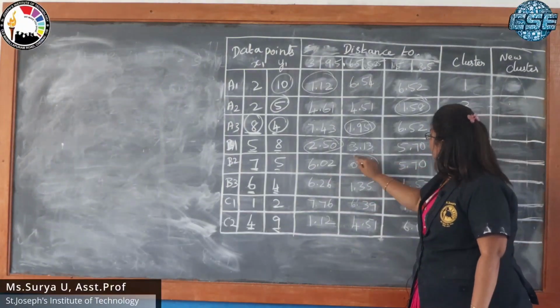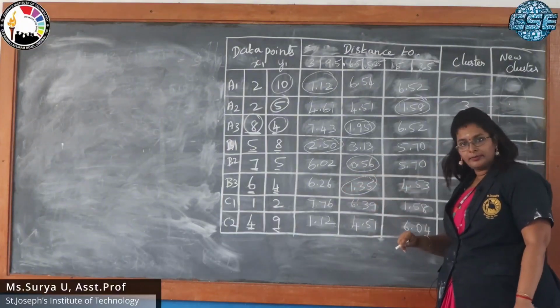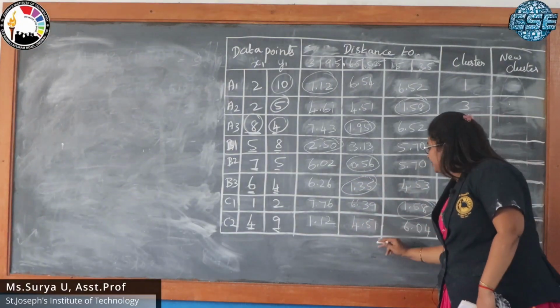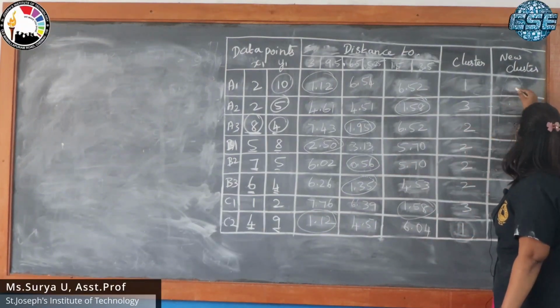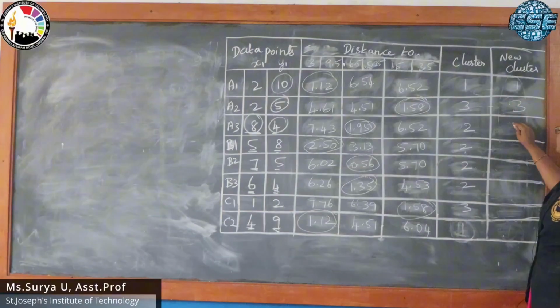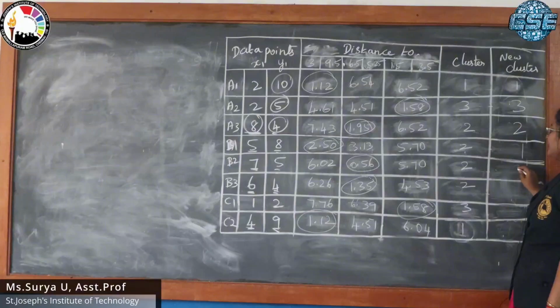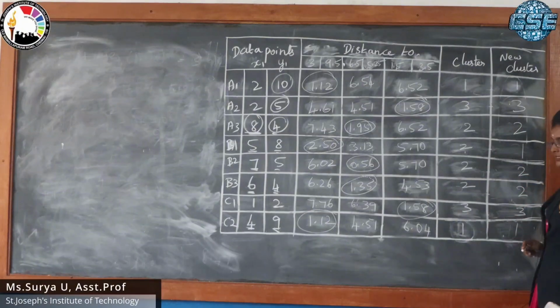Here the second one is your minimum value, and in this the second one again is your minimum value. From these 3 points, the third one is your minimum value, and the last one, the first one, is your minimum value. So I am going to write the minimum values. So first cluster, this belongs to third cluster, and this belongs to second cluster, and this belongs to first cluster. Again this is second, third, and this belongs to first cluster.